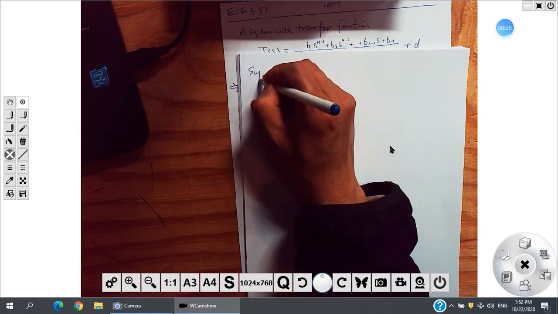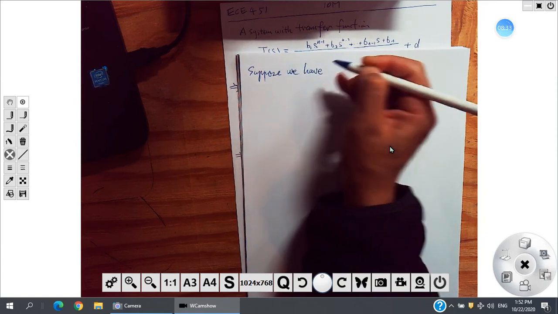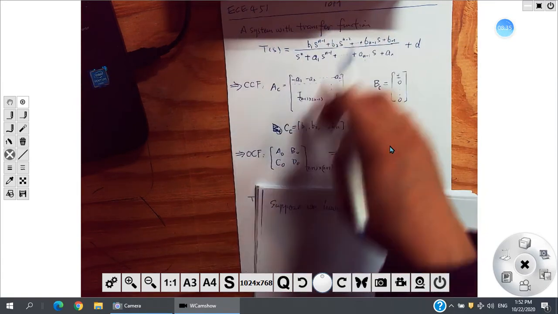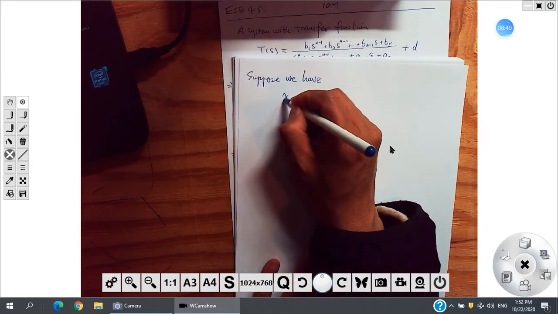Suppose we have, now this is the problem different with here. Here's a kind of review. Now we suppose we have this system. We have the system in this way.